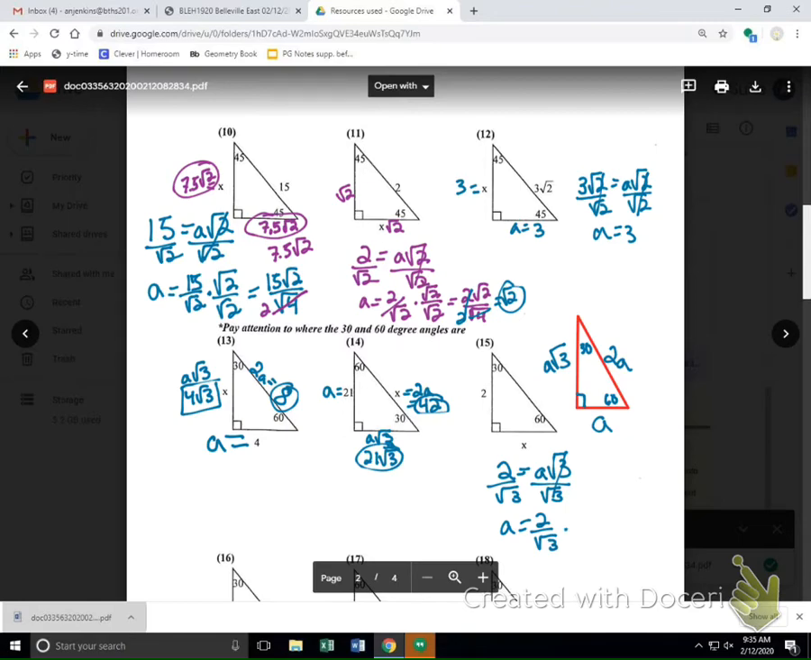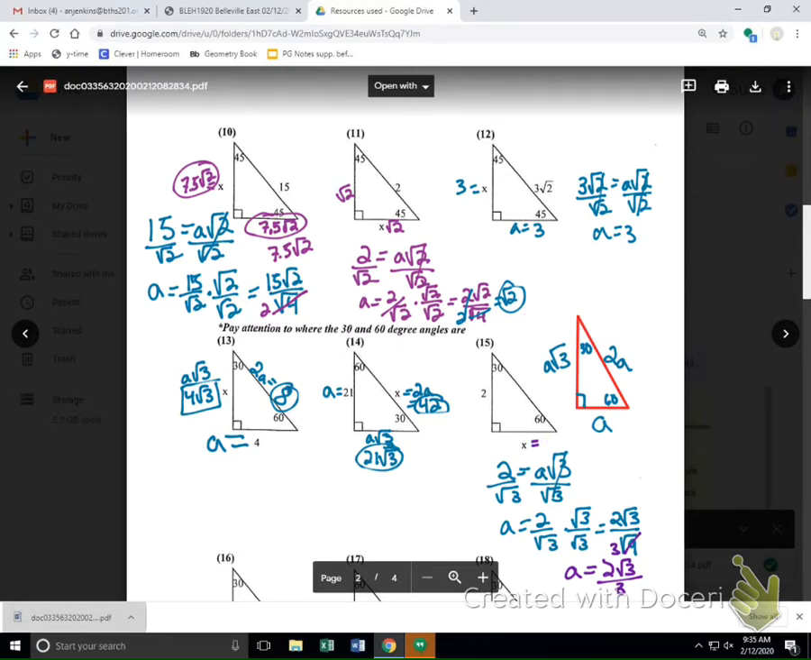You've got to rationalize. Yep, square root of 3 over the square root of 3. Multiply them together. You get 2 square root of 3 over the square root of 9. What's the square root of 9? Does 3 go into 2? No. So a equals 2 square root of 3 over 3. So we know that's going to be this side length right here.